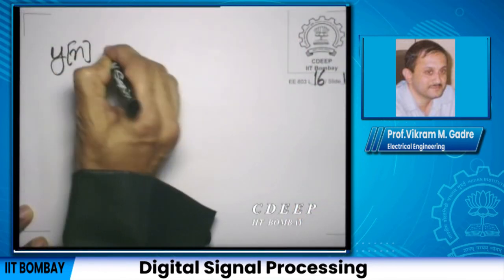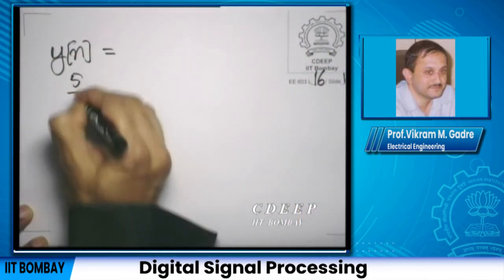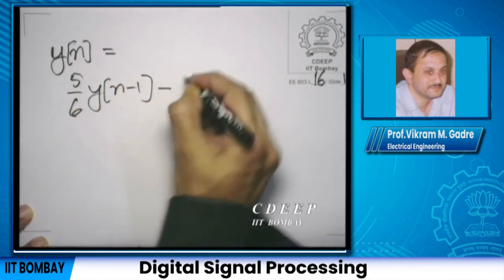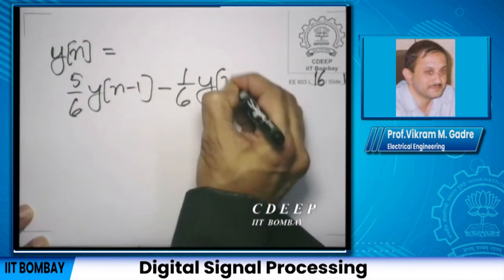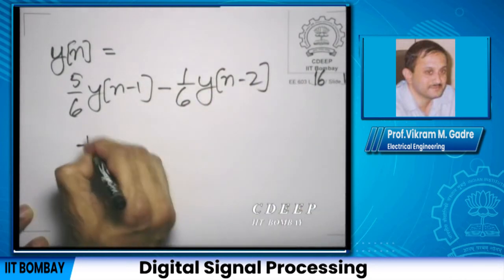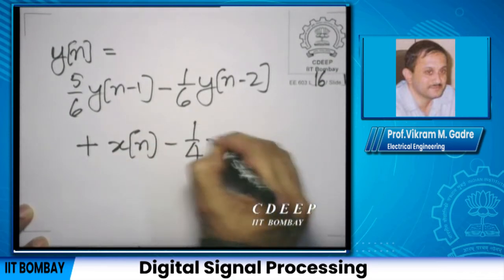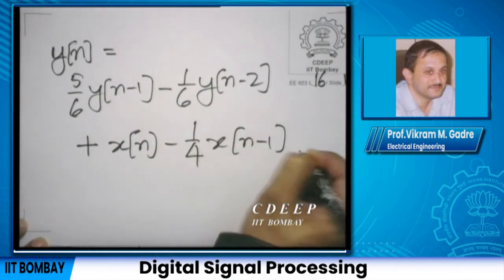Now, we have a linear constant coefficient difference equation. Let us take, for example, the linear constant coefficient difference equation that we had a minute ago. y[n] is 5 by 6 y[n minus 1] minus 1 by 6 y[n minus 2] plus x[n] minus 1 by 4 x[n minus 1].